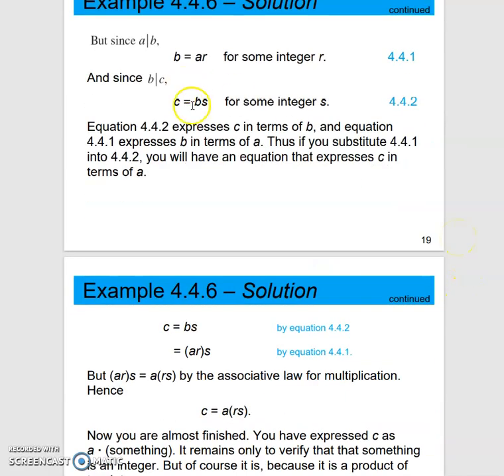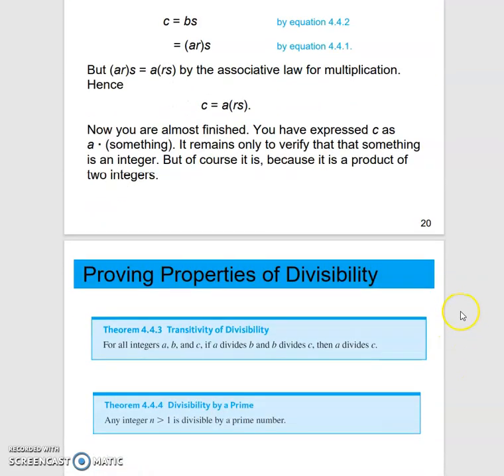So let's do some substitution. Instead of writing c equals bs, let's write it as ar times s. Remember, we can multiply in whatever order we like. So I'm going to write that as a times rs. And we are just about finished at this point.